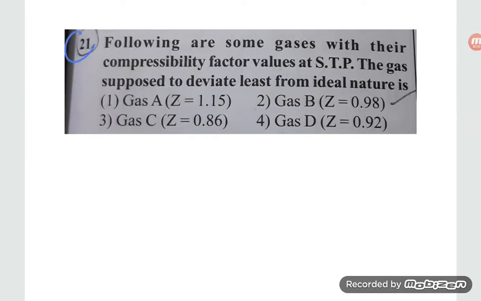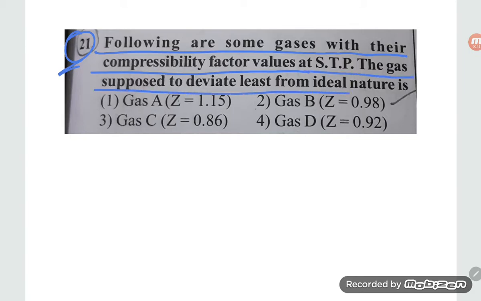Hello students, now let us see problem number 21. They are saying: following are some gases with their compressibility factor values at STP. The gas supposed to deviate least from ideal nature is.